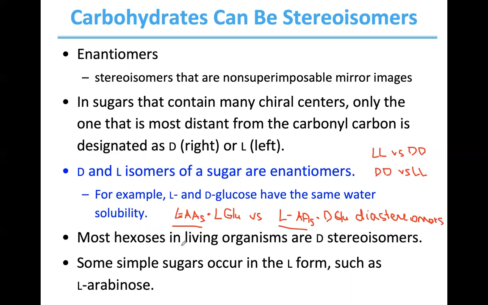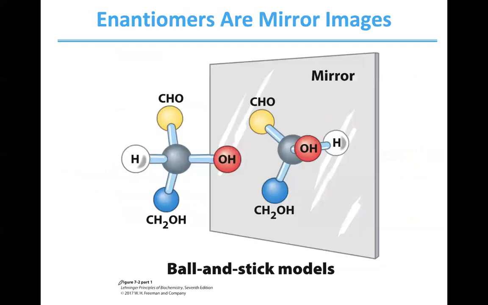All right, so most hexoses in a living organism are D stereoisomers. So glucose that makes up the table sugar is actually D glucose. But some sugars do occur in L form. One example is L-arabinose. So we'll look at that. All right, so just a reminder: enantiomers are mirror images.